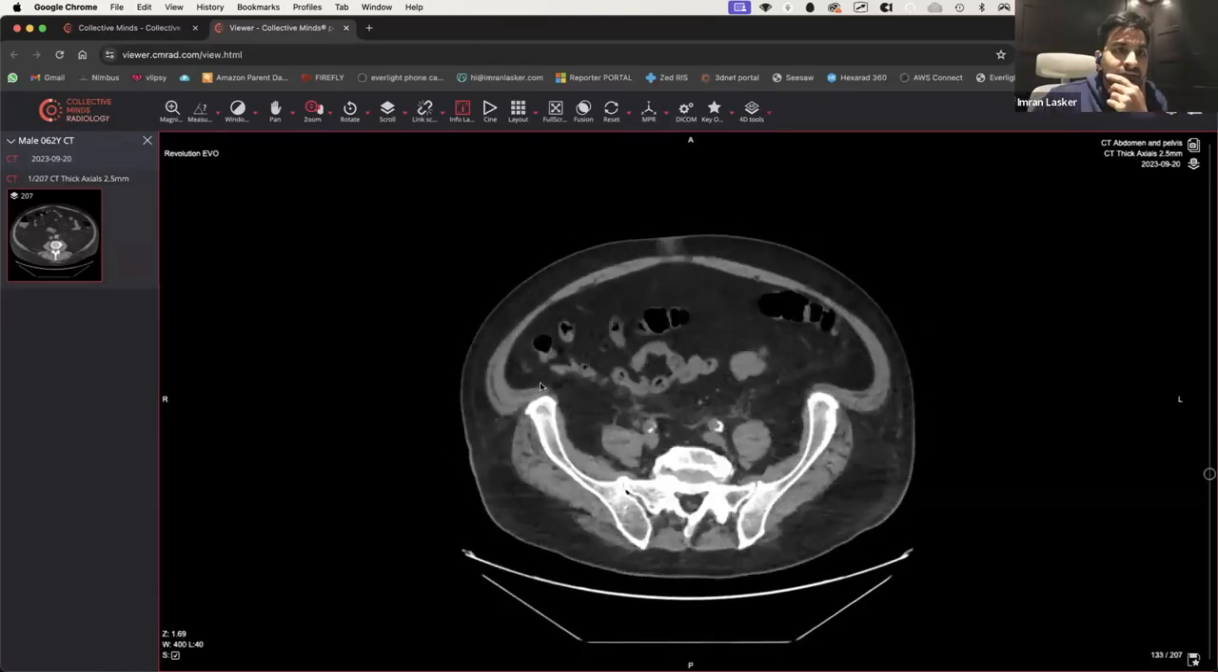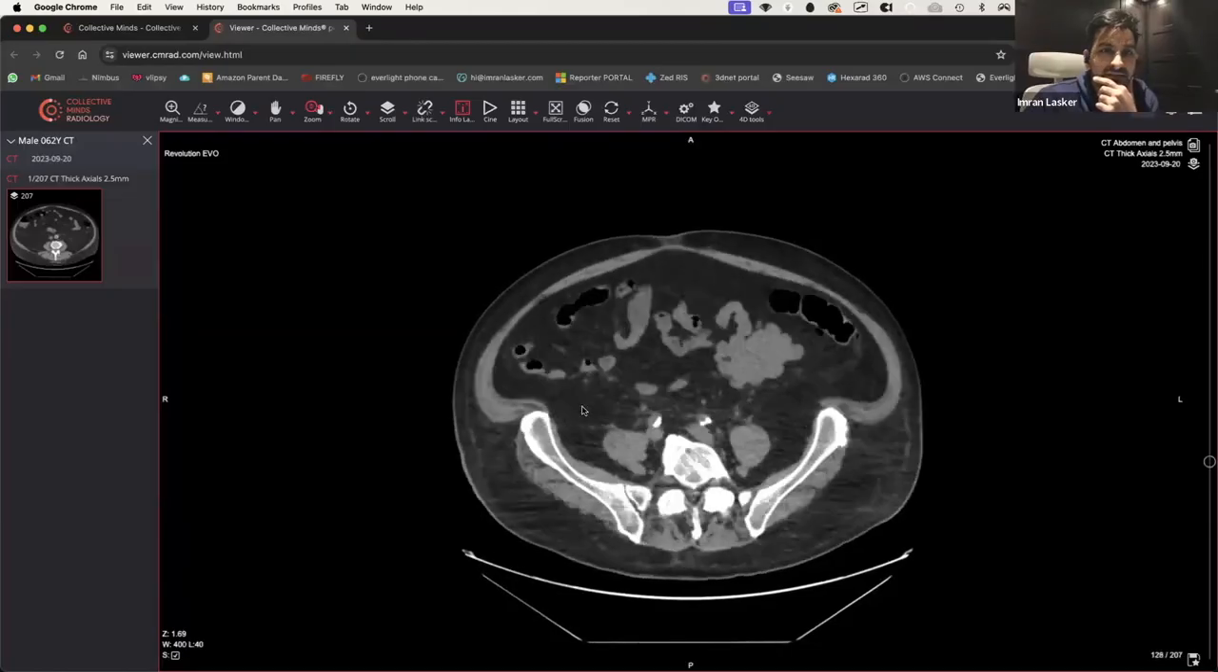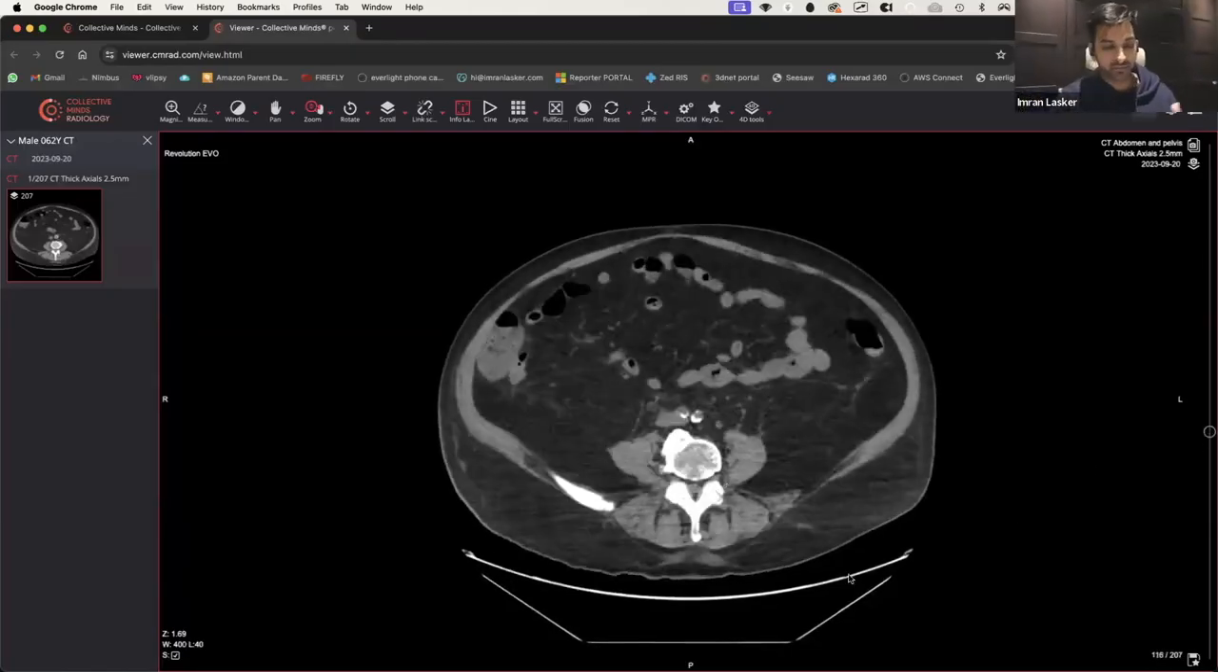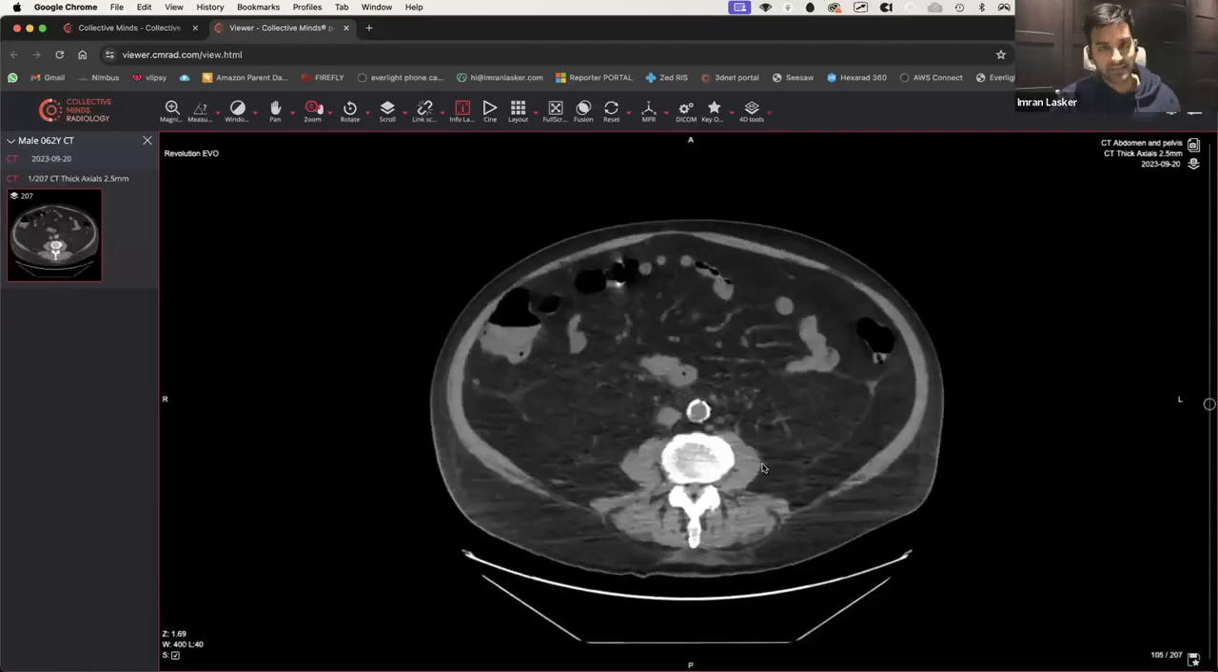Can we find the appendix? Maybe somewhere there. Maybe it doesn't look inflamed though. It doesn't look like there's anything going on there. So there's no bowel perforation. We've ruled out appendicitis. There's no ischemia from what we can see. So therefore, we say this is a pancreatitis.